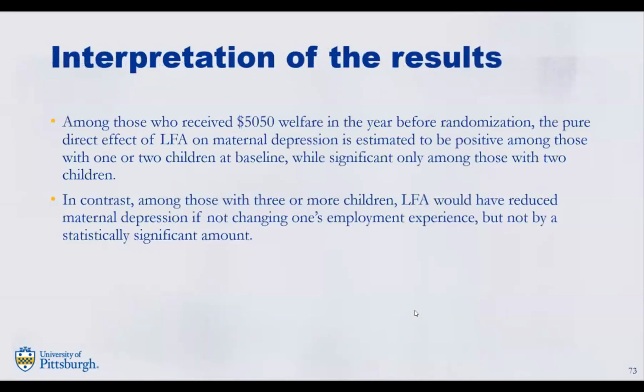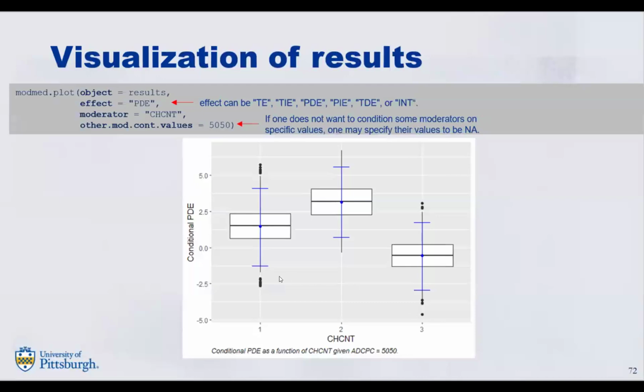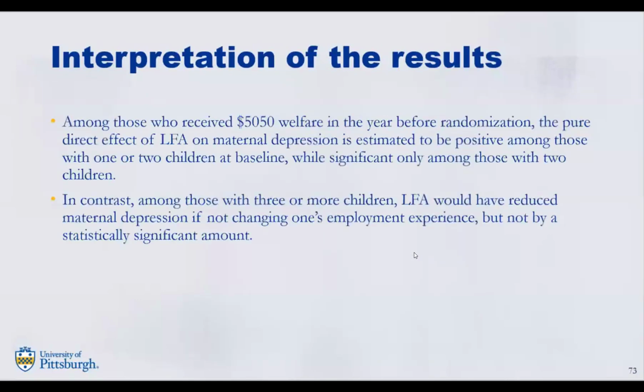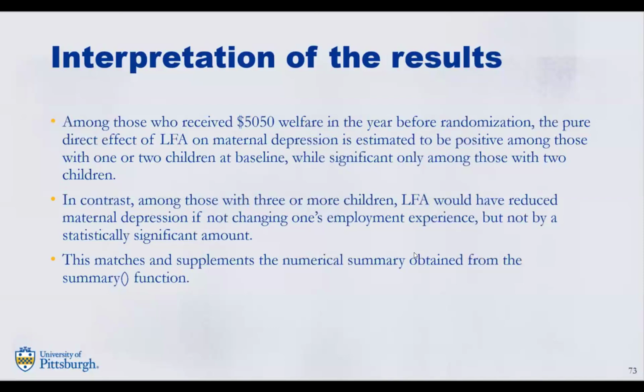In contrast, among those with 3 or more children, LFA would have reduced maternal depression if not changing one's employment experience, but not by a statistically significant amount. As you can see here, not by a significant amount. Well, the point estimate is negative. This matches and supplements the numerical summary obtained from the summary function. So that's why I said that you want to combine the numerical results with the visualized results.